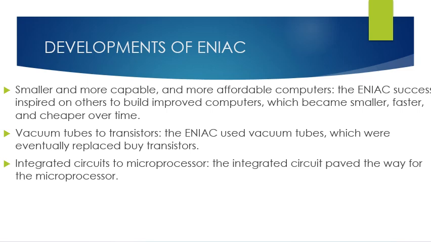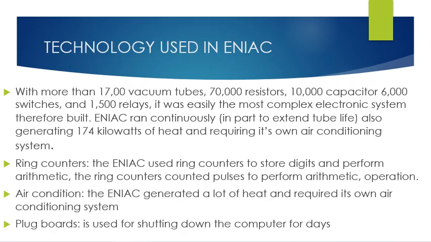So let's look at the integrated circuit to microprocessor. The integrated circuit paved the way for the microprocessor system, so systems are designed at a very small size. They are not that big. Vacuum tube technology is a process where the systems are wider, but the transistor to microprocessor systems are very mini in size due to the architecture designs. So we are going to look at the technology used in ENIAC.